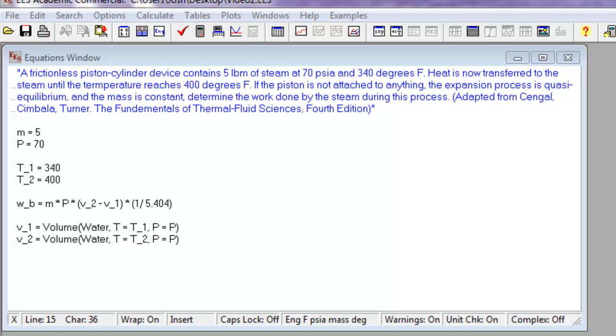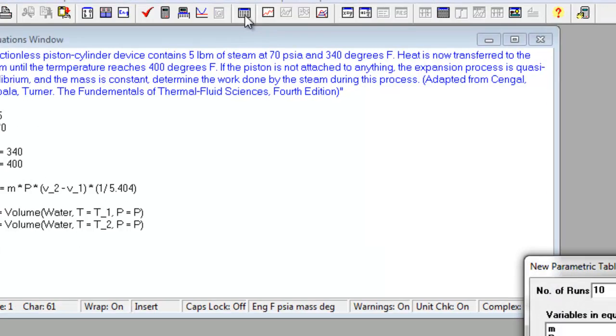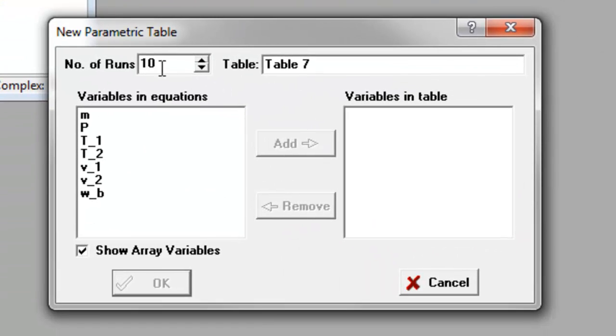Alright, so what I want to teach you guys now is how you can use parametric tables to see how changing one variable affects any number of variables that you want to look at. The first thing that you need to do to start a parametric table is come up here to this icon and go ahead and click that. This is going to help you set up your new parametric table.